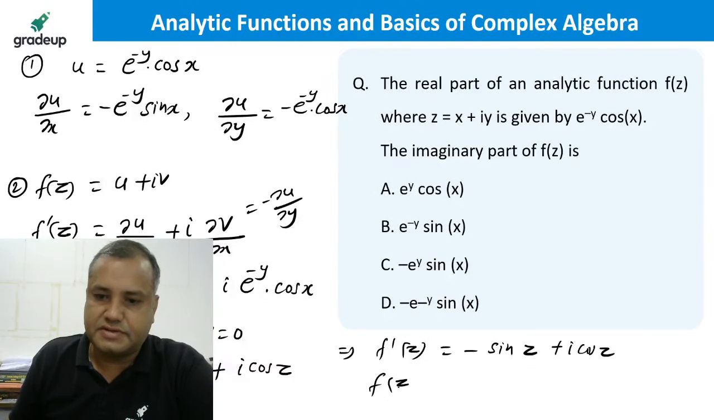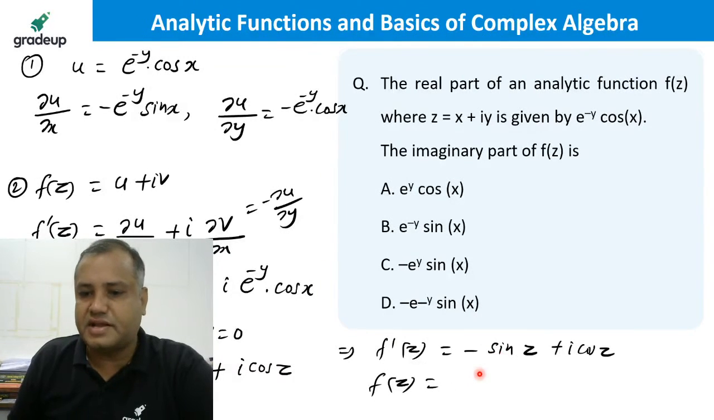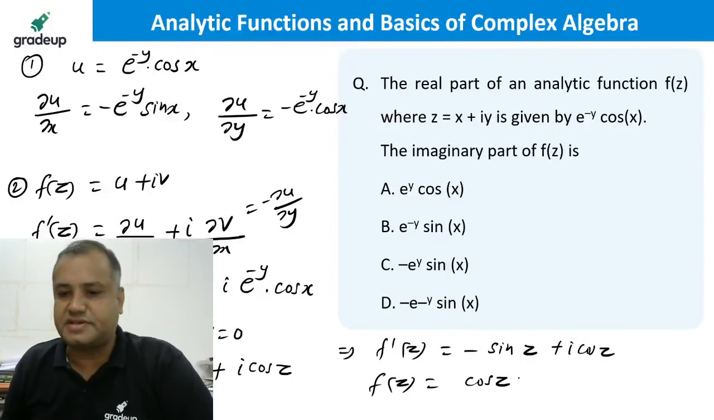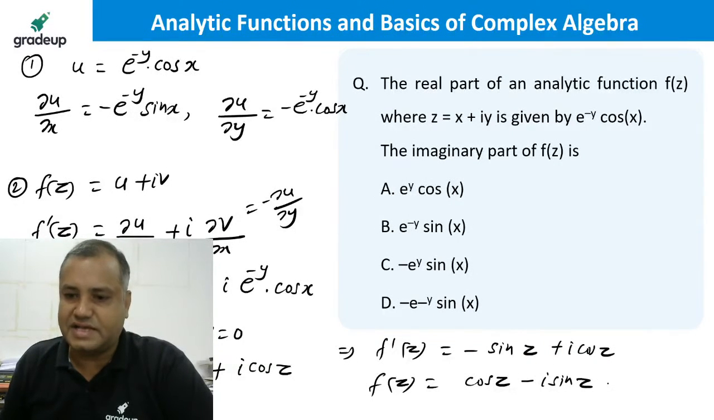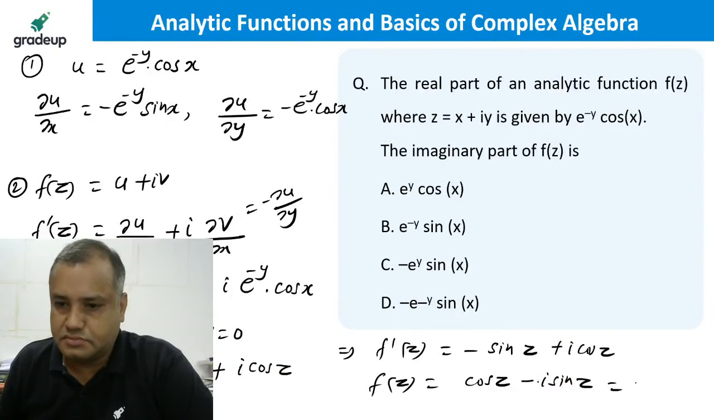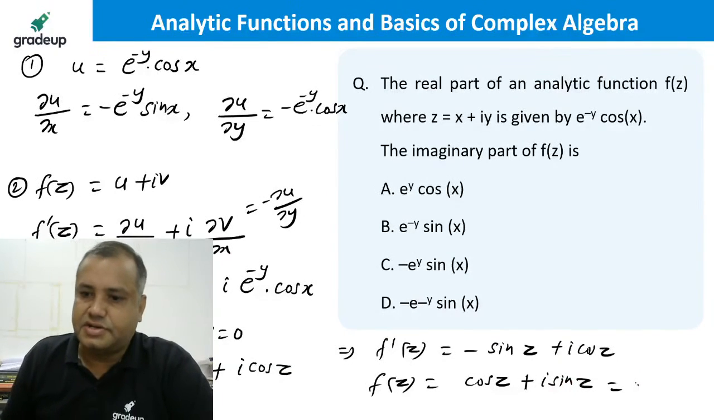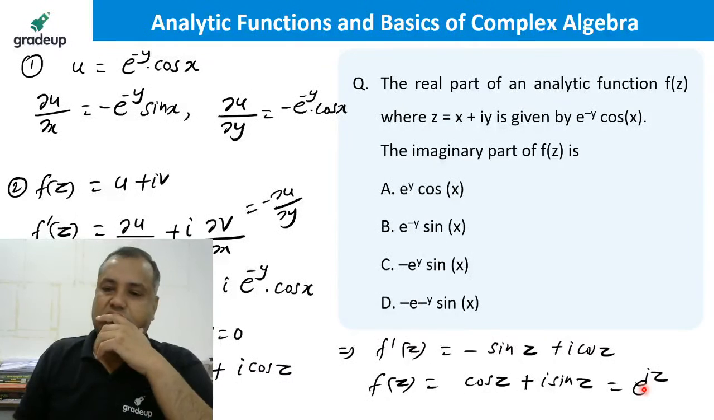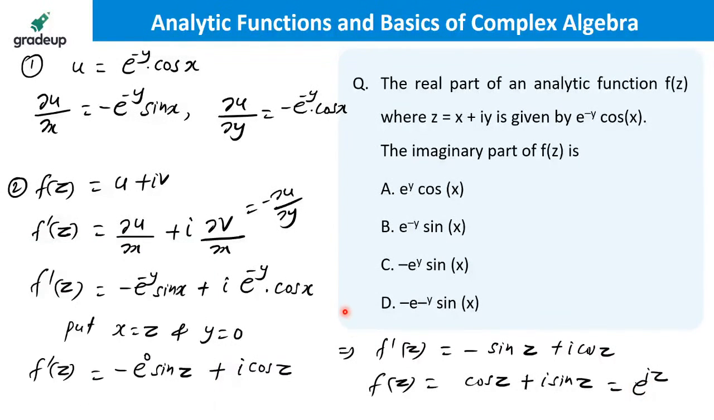Integrate both sides. Integration of minus sin z will be, sin z integration is minus cos, minus minus plus minus I sin z plus I sin z. So it will be e raised to I z. Something wrong.